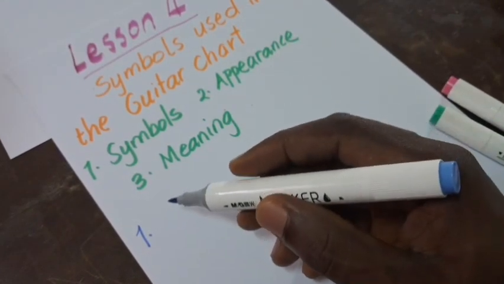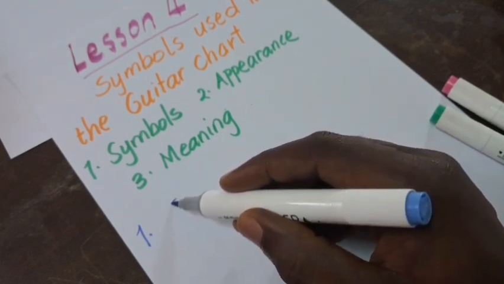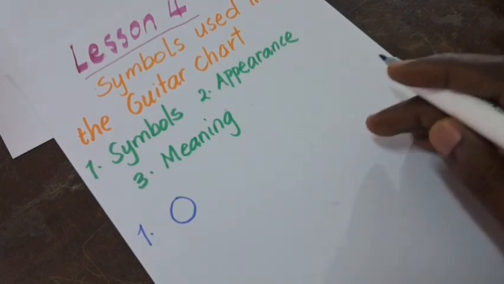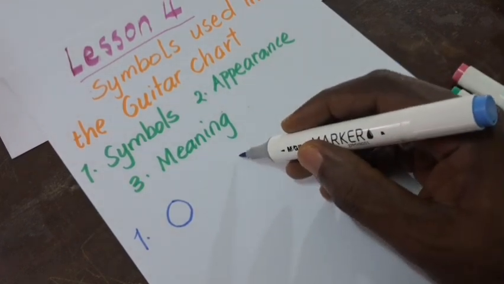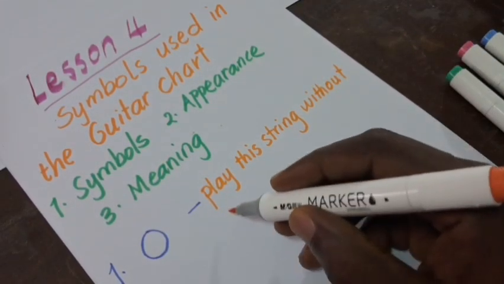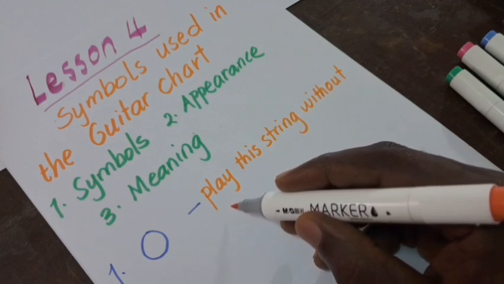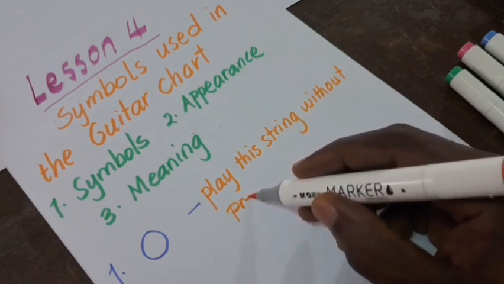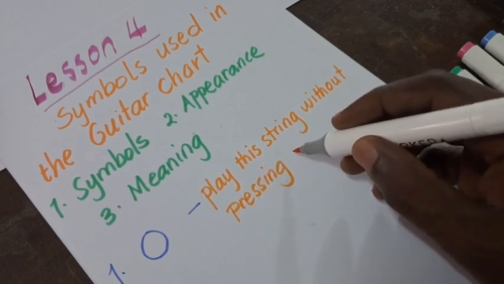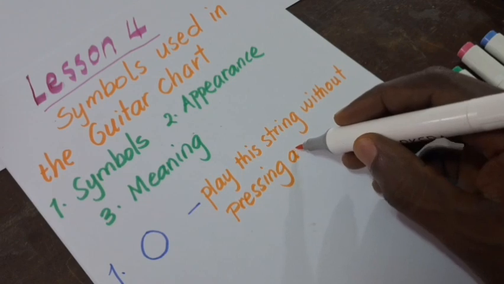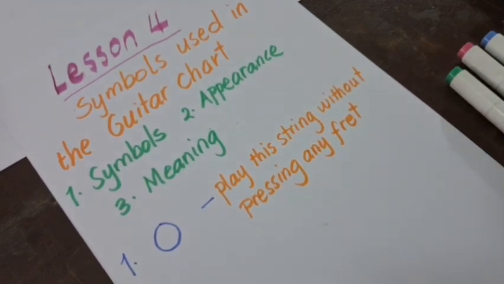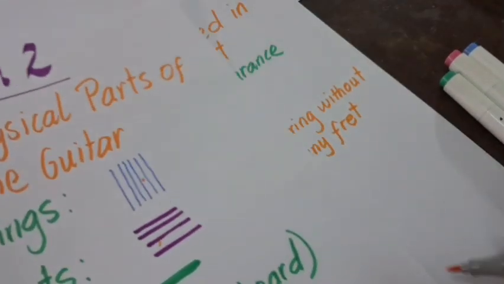Our first symbol is an open circle above a string. It simply means play this string without pressing any fret. So it means play it without pressing any fret. Now this is better understood in context.